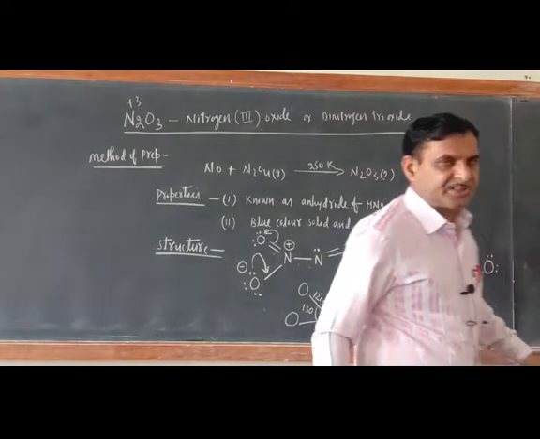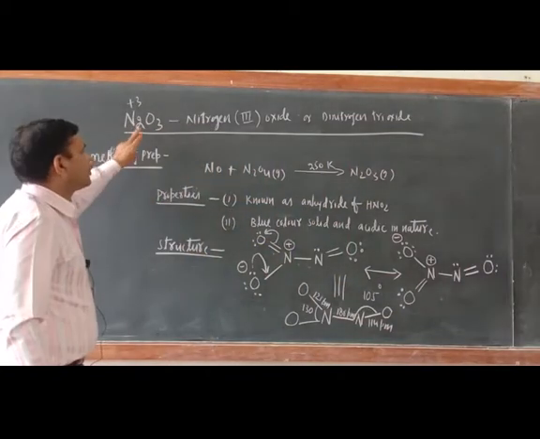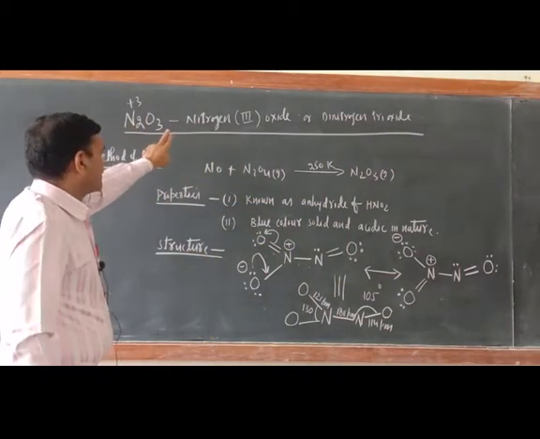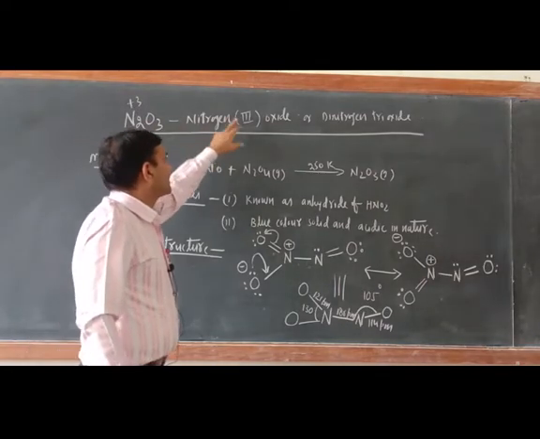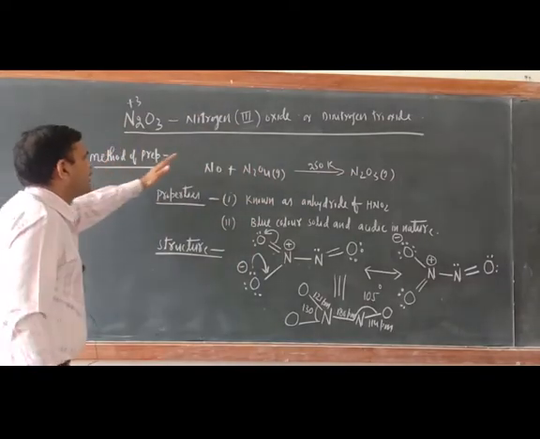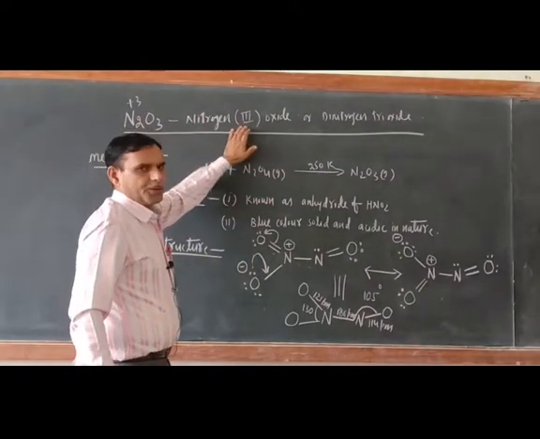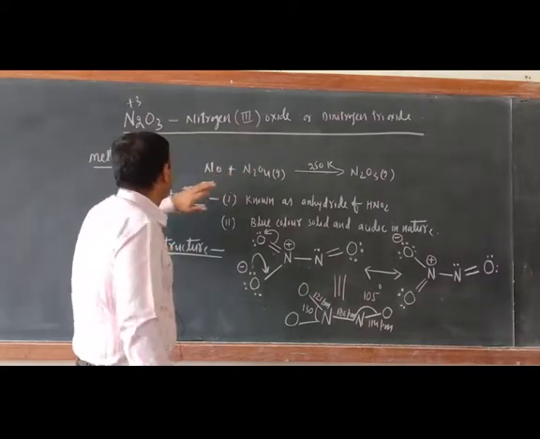With the continuation of oxides of nitrogen, today is N2O3. Nitrogen trioxide, nitrogen third oxide or dinitrogen trioxide, both ways you can remember. This one is the Stock notation. Third means the oxidation state of nitrogen is third here.